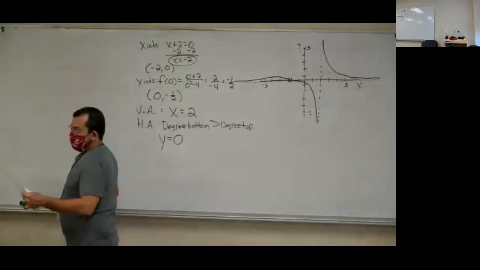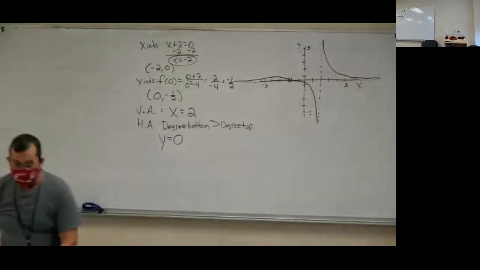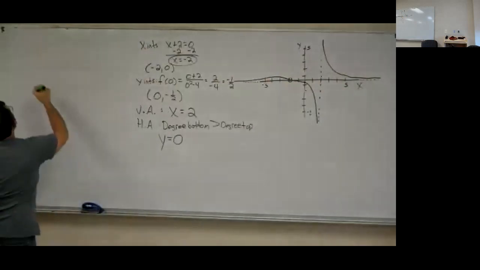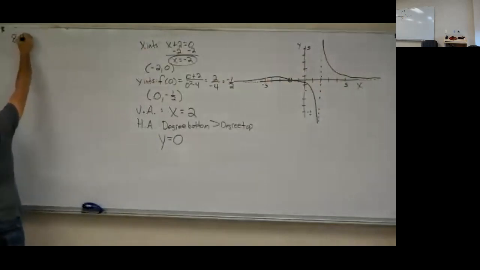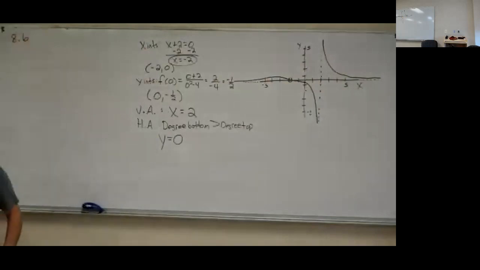All right, so my last section for test 3 is 8.6. So what I'll do Monday, I'll review for that test, and I'm going to open it up, and it'll be due the next Sunday, which is like the 18th, something like that, I think. Okay. All right, so 8.6 is polynomial inequalities.